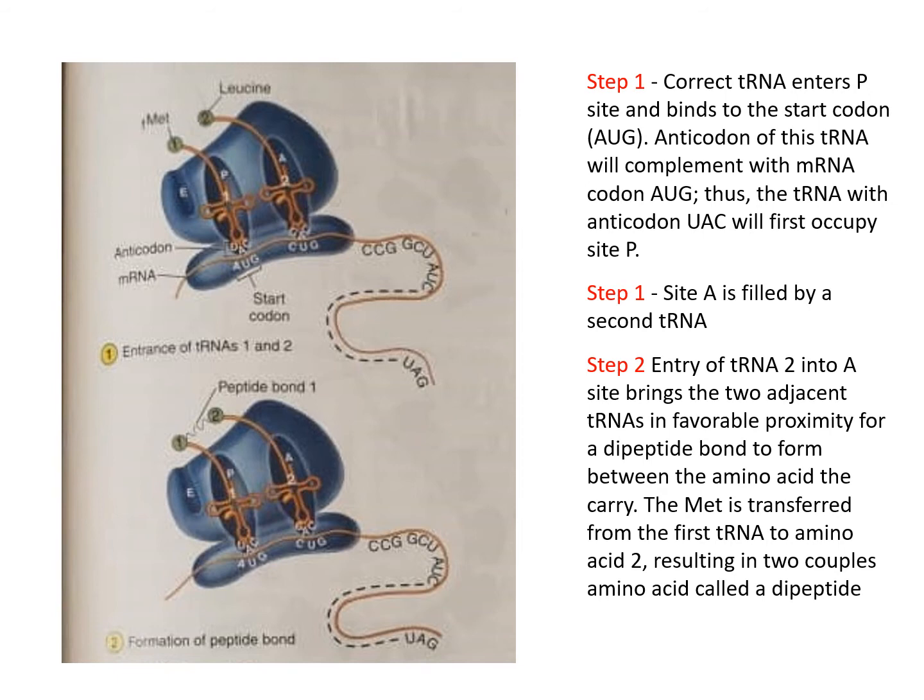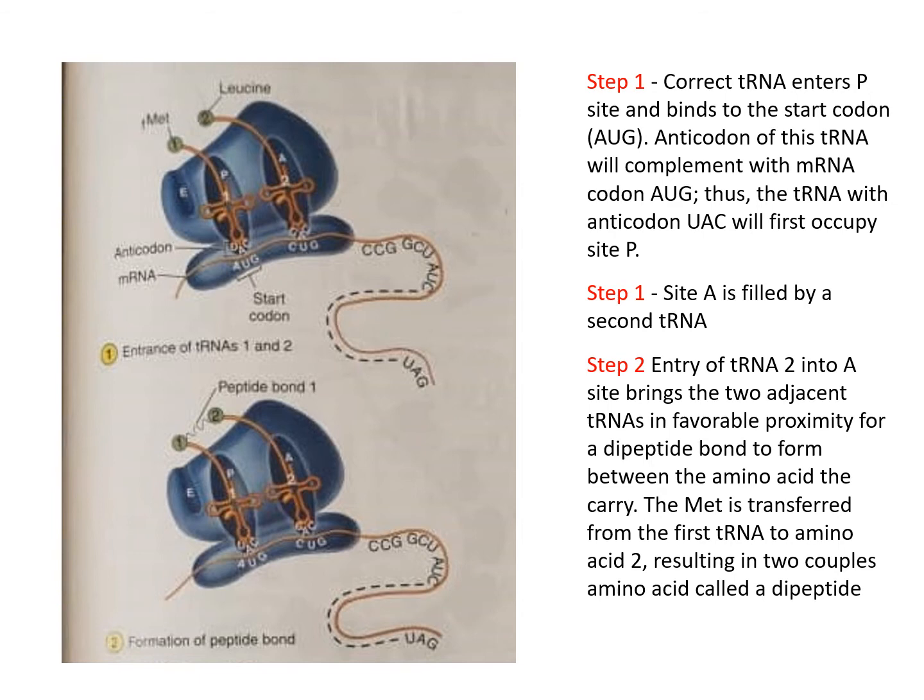So in order to start, the correct tRNA that carries the anticodon for the start codon, AUG, will first enter the P site, and then it will bind with the start codon AUG presented in the mRNA.